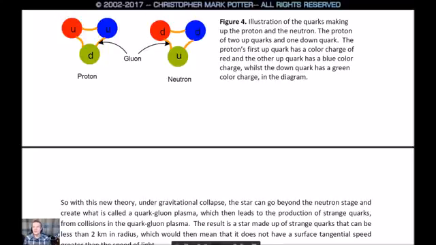Figure 4, illustration of the quarks making up the proton and the neutron. The proton has two up quarks and one down quark. The proton's first up quark has a color charge of red and the other up quark has a blue color charge, whilst the down quark has a green color charge in the diagram. Proton, neutron, gluon.